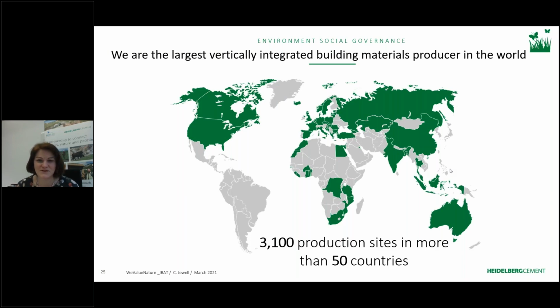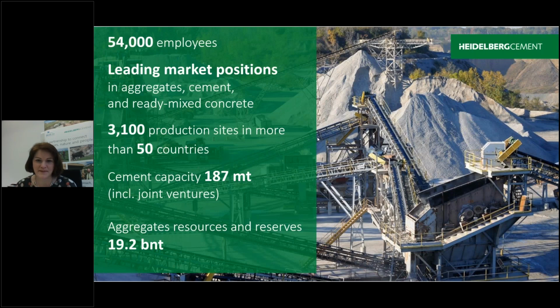So if I can just quickly introduce who Heidelberg Cement is, for those that don't know the company. We are the largest vertically integrated building materials producer in the world. We have a really wide geographic spread across most areas apart from South America. We've got about 54,000 employees working across the world in about 50 countries. We have a leading market position in aggregates and cement and have over 3,000 production sites, of which over 800 of these are quarries, which of course is the most interesting for us when we're talking about biodiversity and our impact on biodiversity. Next slide, please.